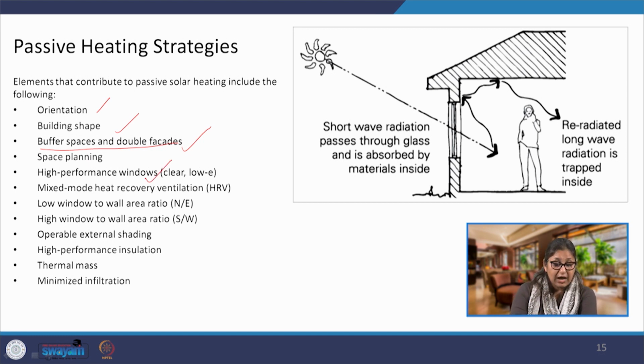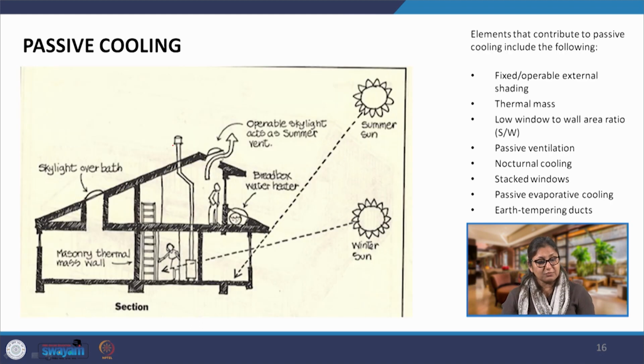We are talking about high performance windows, where the windows allow radiation to come in but block any heat loss through the window. So, we have specific windows, and we will talk about the materials later. Then we are talking about window to wall area ratio on different orientations, insulation and the requirement for thermal mass. We are also talking about strategies such as minimized infiltration. So, these are some of the strategies for heating.